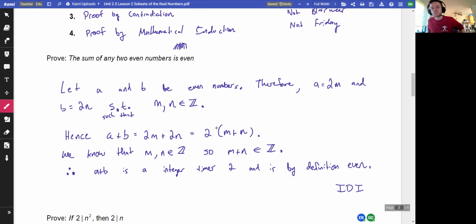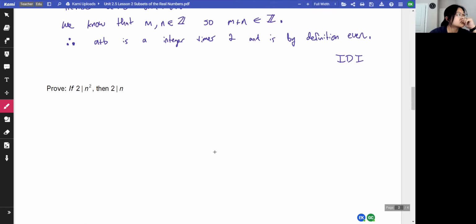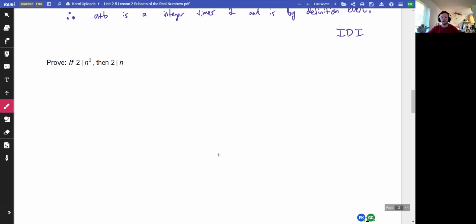All right, boom. That's a direct proof. We started with the premise, we got to the conclusion, and we just went straight there. The second proof here, I want us to use proof by contrapositive. So let's prove this. I'm even going to preface the proof with that sentence: we will prove this using proof by contrapositive.